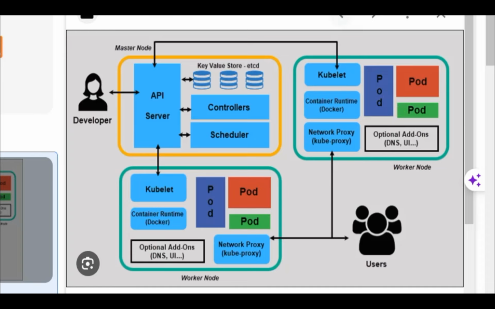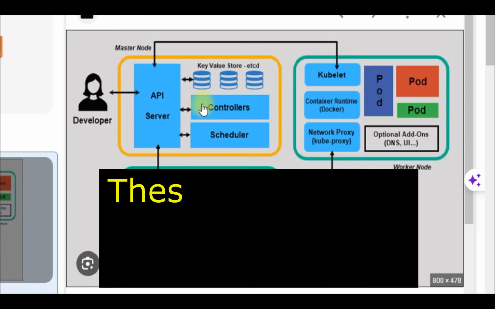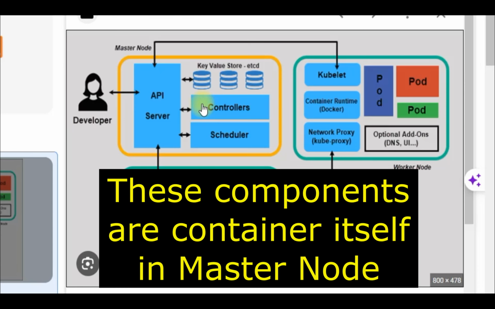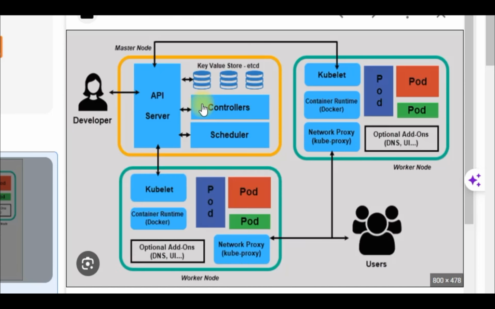And whatever components you are seeing here, like API server, controller, scheduler, and key value store, that is our etcd, whatever you name it. These are the four main components of your master node. Here you can see kubelet, container runtime, and network proxy. These are the main components of your worker node. And whatever components you see on your master node, they are again containers inside the master node. It will not be a different type of component; it's a container inside your master node.